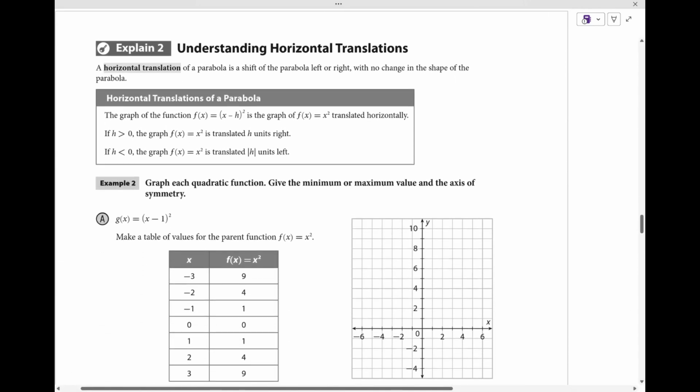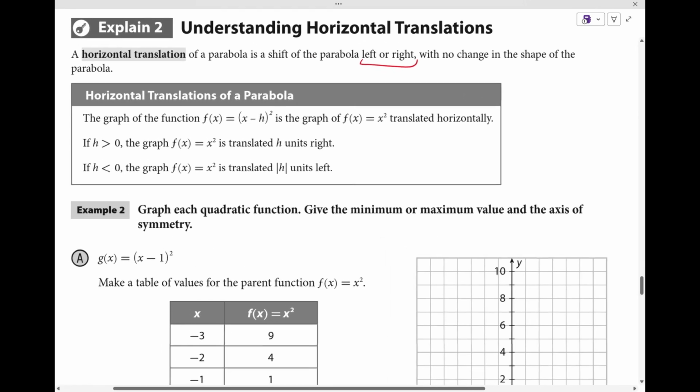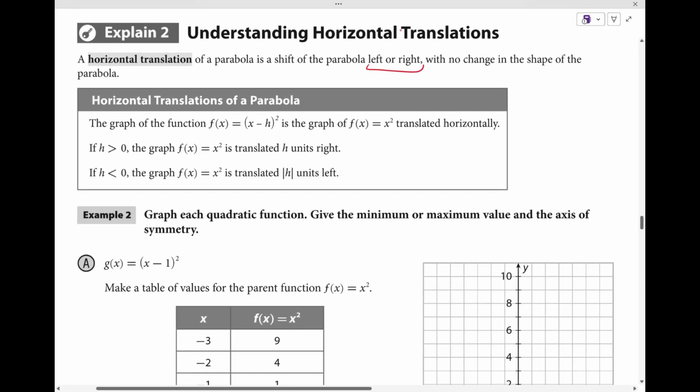Now we're going to look at horizontal translations. A horizontal translation is a shift left to right. So instead of up and down, we're doing just left to right. Now this is tricky, but x minus h squared is what the form looks like. So if h is positive, it's going to go to the right, and if h is negative, it's going to go to the left. But notice we have a negative here, so x minus h.